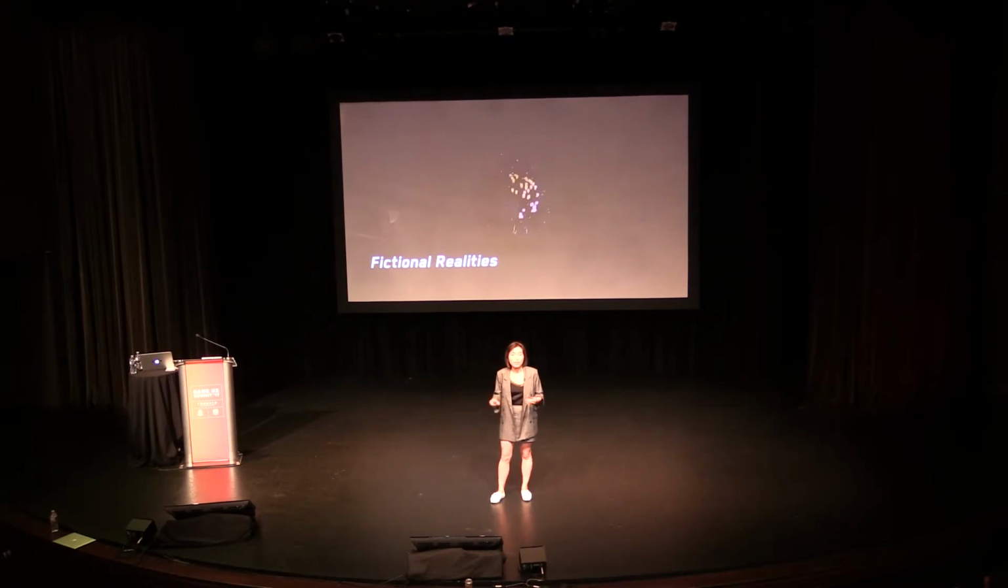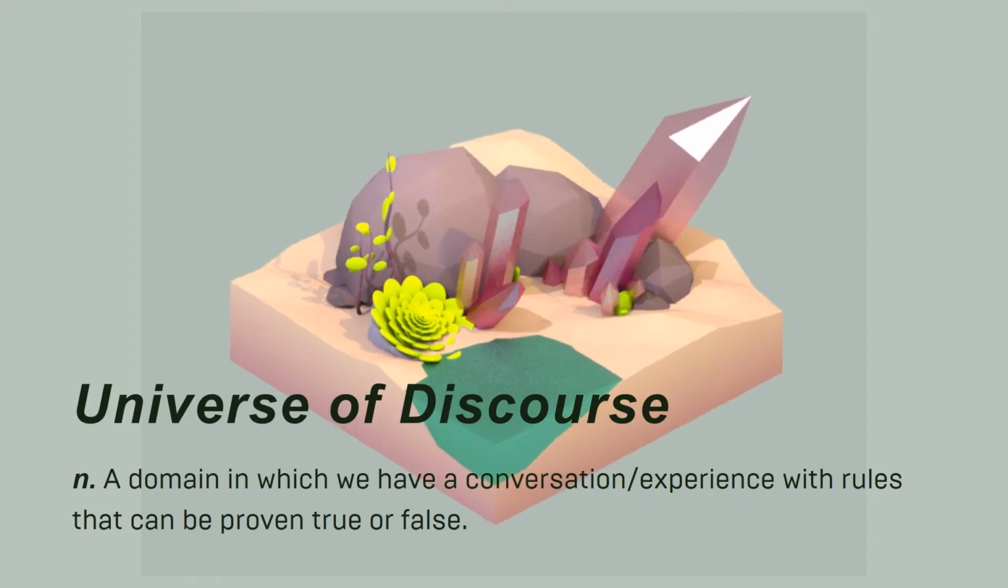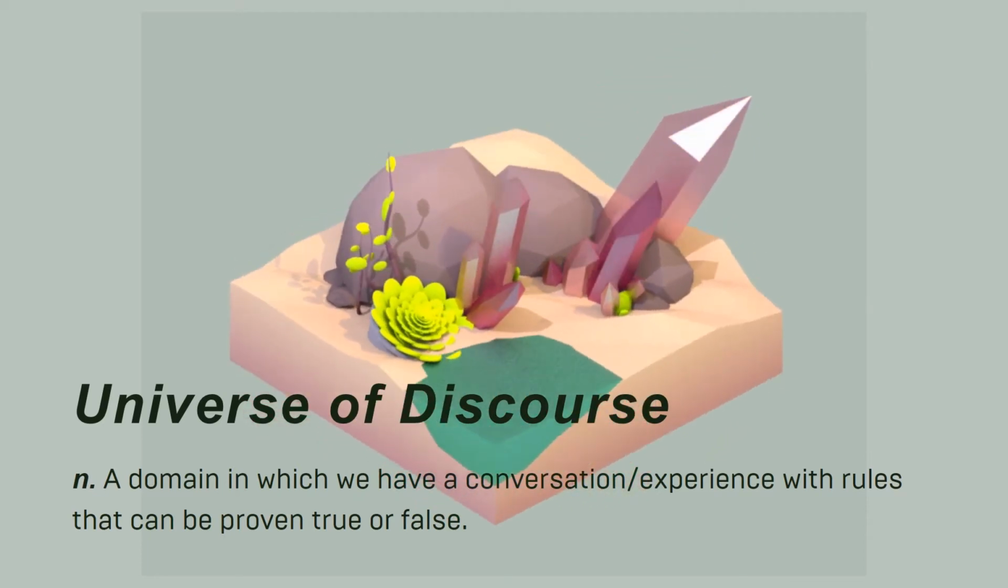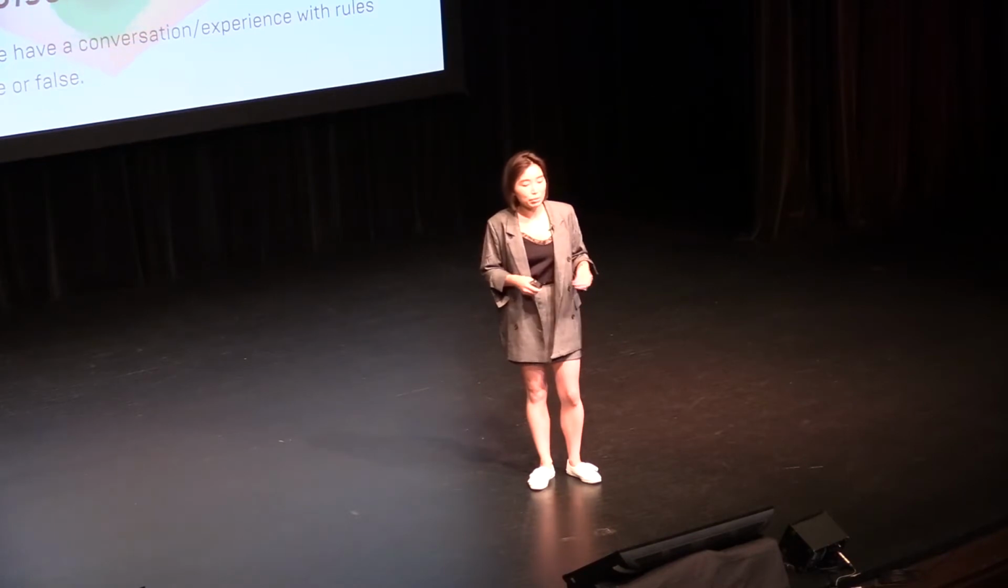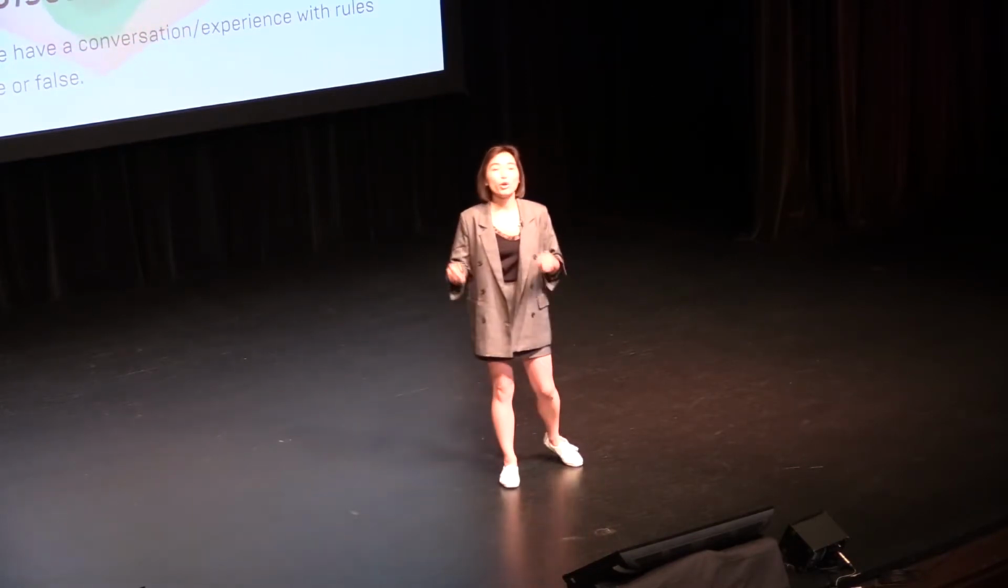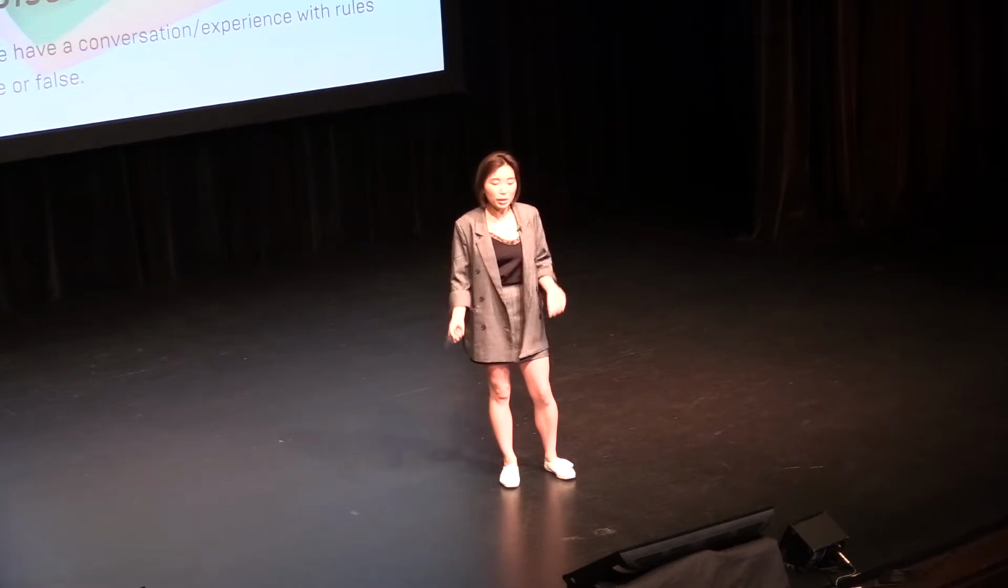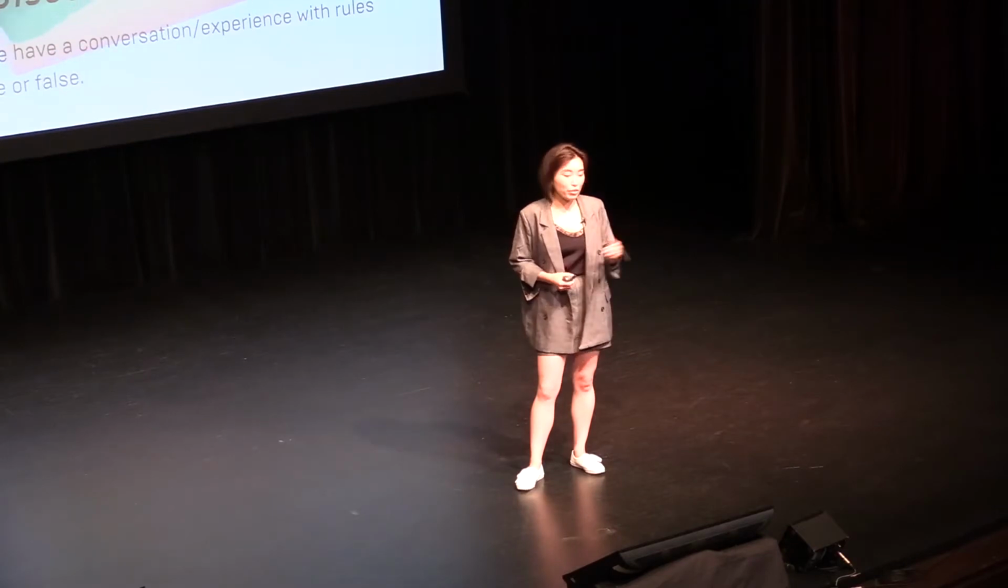For many years, philosophers of aesthetics wanted to make sense of this relationship between language and our minds. So I'm going to introduce you to one of their core concepts: the universe of discourse, the domain in which we can have a conversation or an experience. In our case, because we make games, it is a space in which we can establish the rules. For example, the statement "Quidditch is a competitive sport" is technically false in our physical reality, because there's no such thing as Quidditch. But it becomes a true statement as we enter into Harry Potter's universe of discourse.